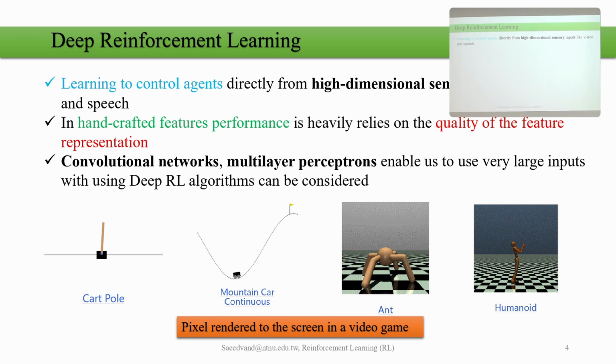We can say in deep reinforcement learning, we are learning to control the agent directly from high dimensional sensory input like vision and or speech. What does it mean? It means that before this, we were considering that we know the agent location, we read the position of the agent. But now we are interested in playing games or solving problems like a human.